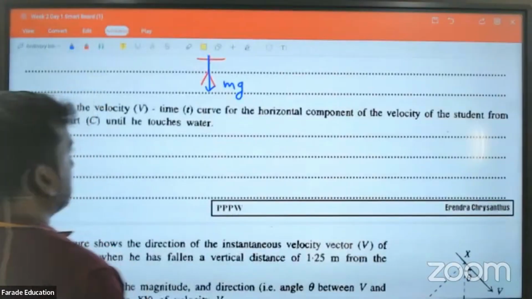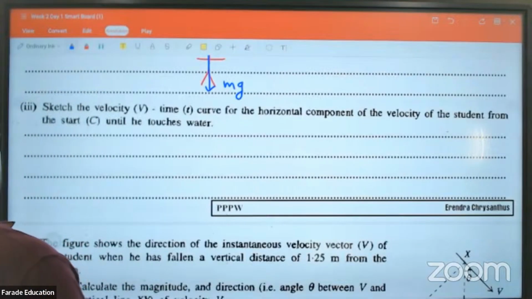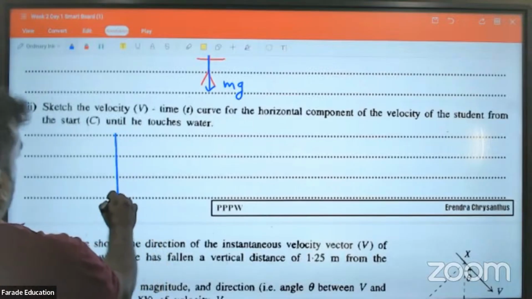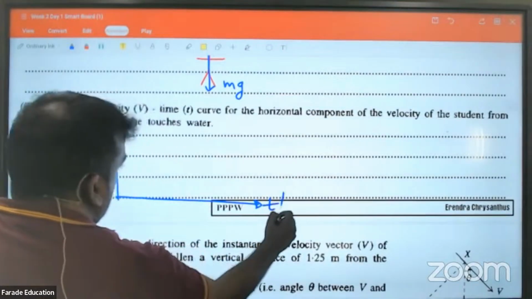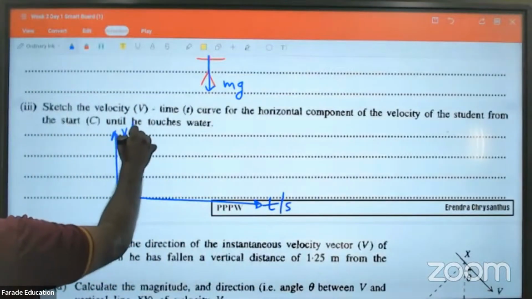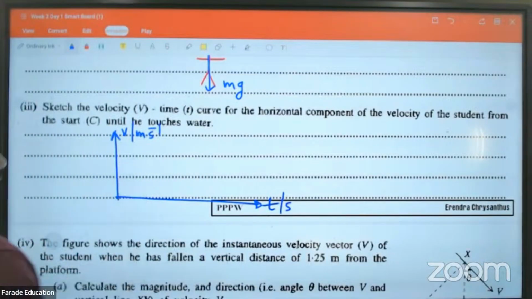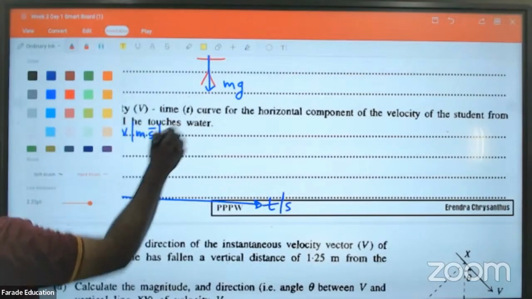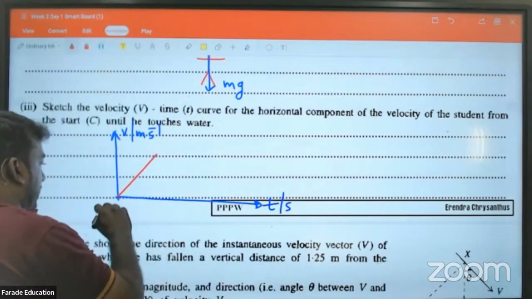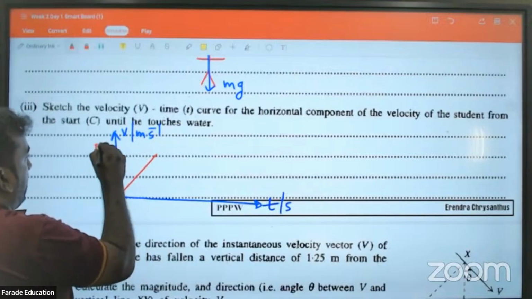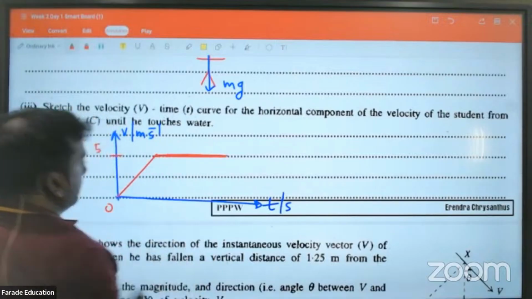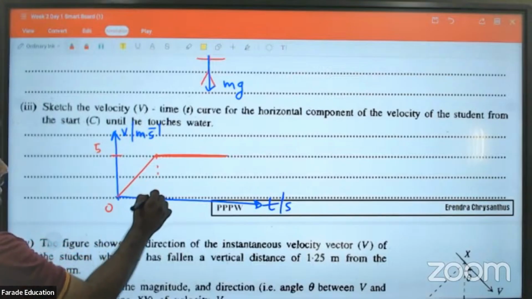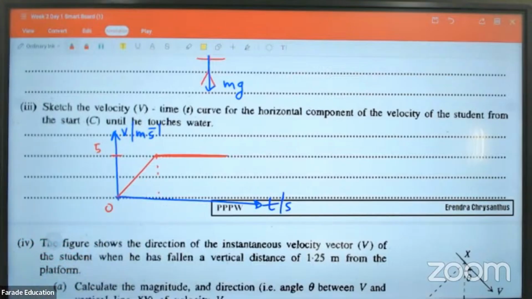Next question. Sketch the velocity graph from the start until he finishes. Mark the axes. Look at the board carefully. Horizontal velocity: you know horizontal velocity will never change. So there is an acceleration from rest until you reach 5. After 5, it's going to be constant.